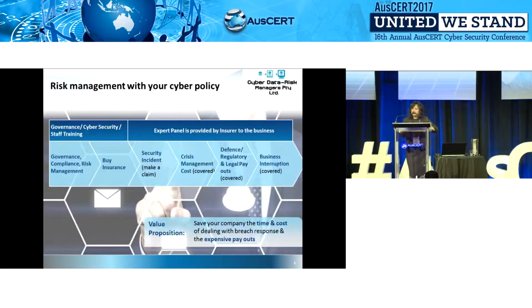So should your business decide to transfer risk, the value proposition for cyber insurance must be self-evident, which is that cyber insurance as a risk transfer strategy comes with a unique value proposition of saving you time and costs in responding to a cyber incident and making expensive payouts and the cost of litigation. It also provides you with legal and PR experts to rebuild trust and reputation.